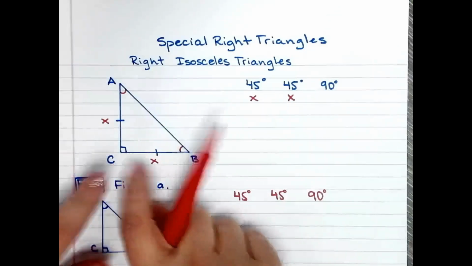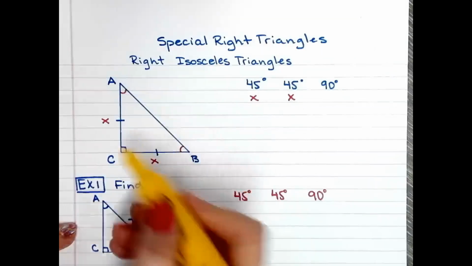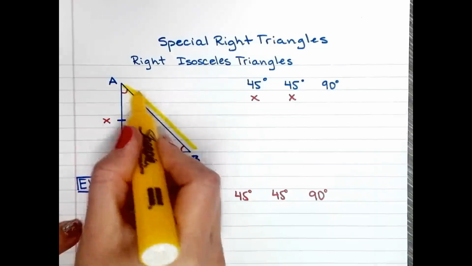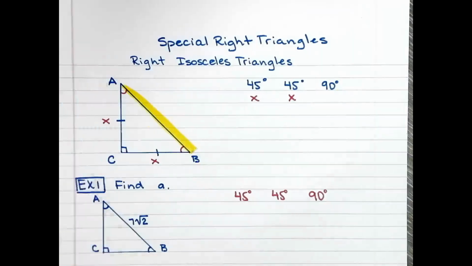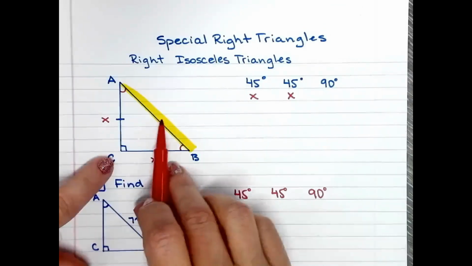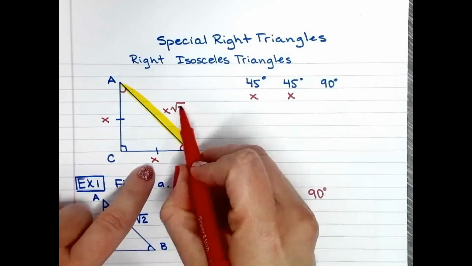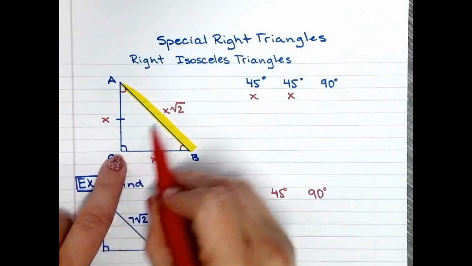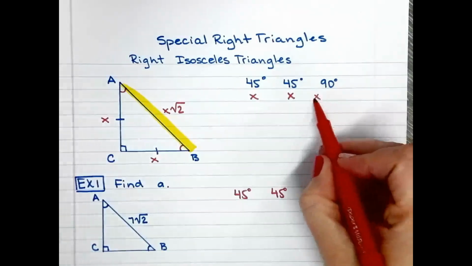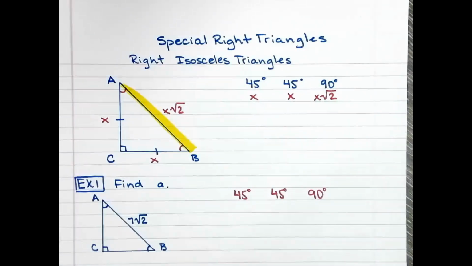Now, when I'm looking over here at the 90-degree angle, with my yellow marker right there, I like to highlight the hypotenuse so everybody knows where that is. It's always across from the 90-degree angle. And that ratio right there is whatever the length of the leg is times square root of 2. So right there across from 90 degrees, we have x square root of 2. So these are the ratios for the right isosceles triangle.